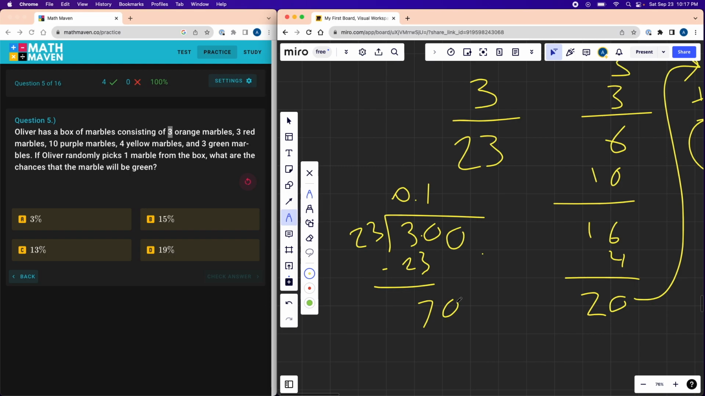23 can go into 7. That'll be 3 times. 3 times there. 3 times 3 is 9. 3 times 2 is 6. All right, we will have 1 left over.